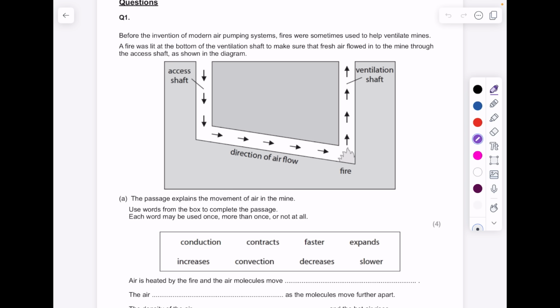Before the invention of modern air pumping systems, fires were sometimes used to help ventilate mines. A fire was lit at the bottom of the ventilation shaft to make sure that fresh air flowed into the mine through the access shaft as shown in the diagram.